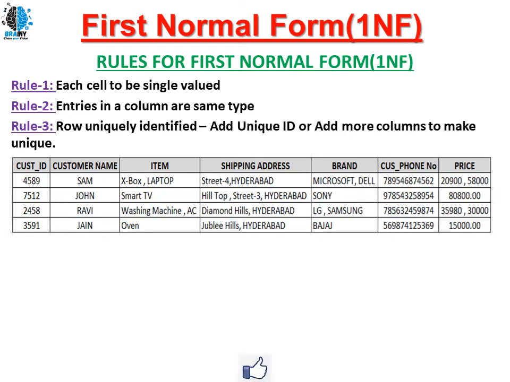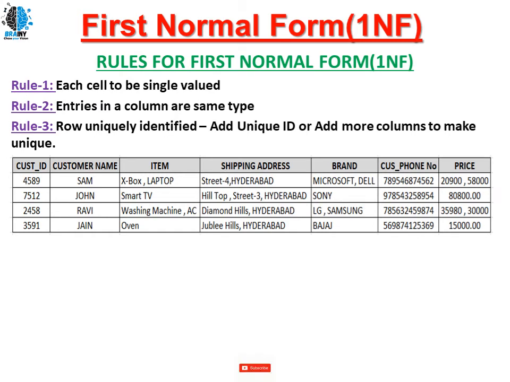Customer details and purchase details will be in this table. We have the customer ID in the first column, second column customer name, third column the item the customer has purchased, then the shipping address, which brand that particular item belongs to, a mobile number, and a price. As you can see, the data in this table is correct, but it is not in the form of a normal form. So we have to go through the normal forms.